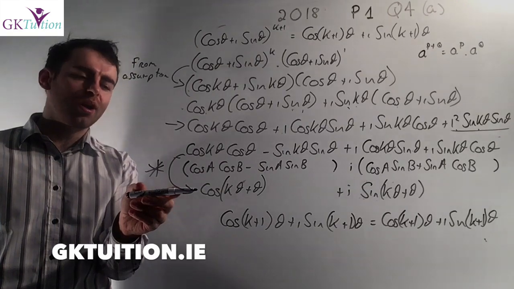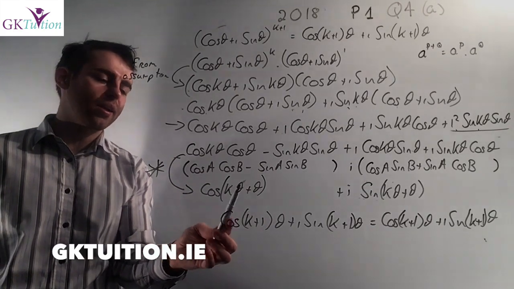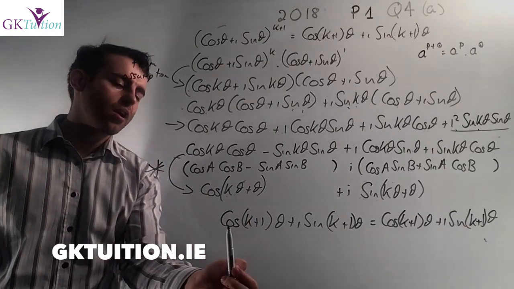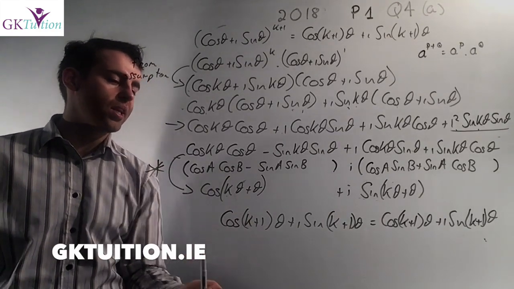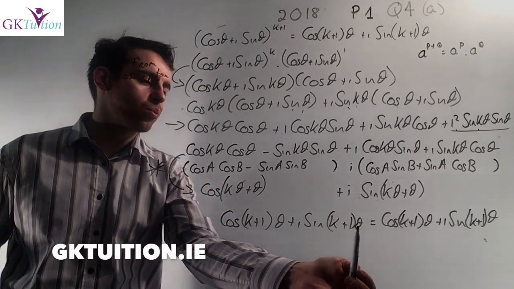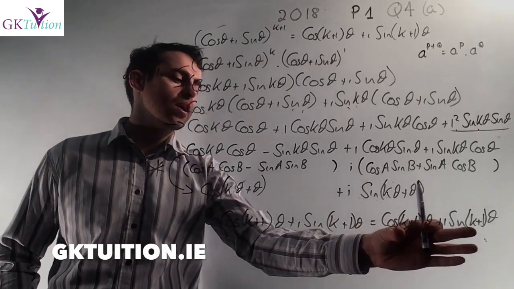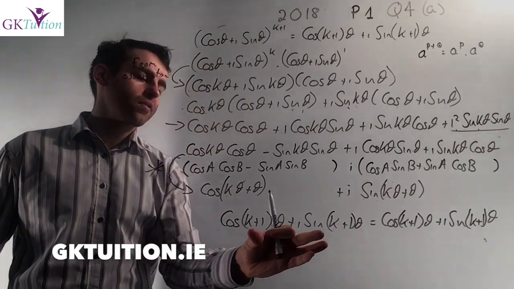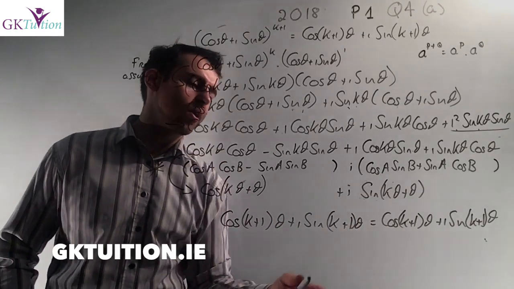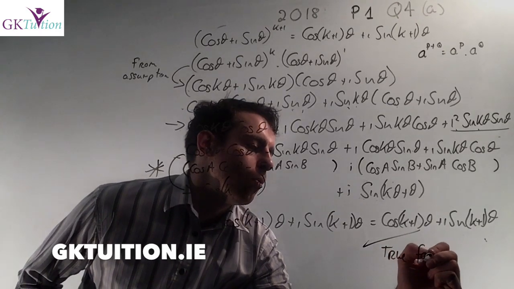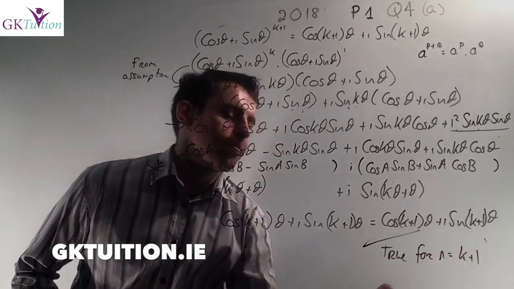So on this line, all I've done now is factorize out my θ. If you take kθ plus θ and factorize out θ, you're left with cos(k + 1)θ plus i sin(k + 1)θ. And that's my left-hand side. The final line now, I've reintroduced the right-hand side, so that the left-hand side is now equal to the right-hand side. So I can tick that and say that it's true for n equals k plus 1.